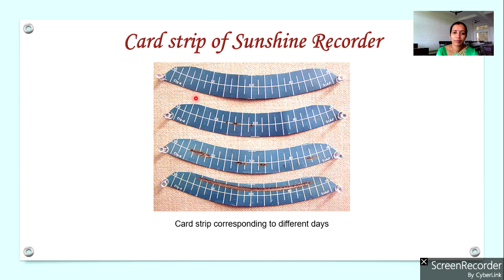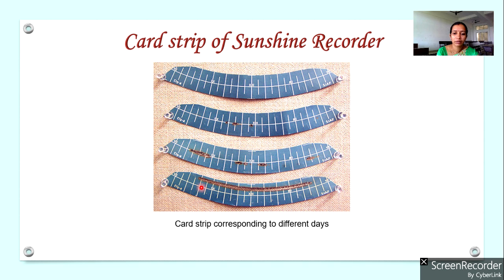So this is the diagram of some card strips which are obtained from a sunshine recorder. These are card strips obtained from a sunshine recorder on different days. So look at this strip. This will be having a greater length of burned space. That means this strip corresponds to a day having very bright sunshine.